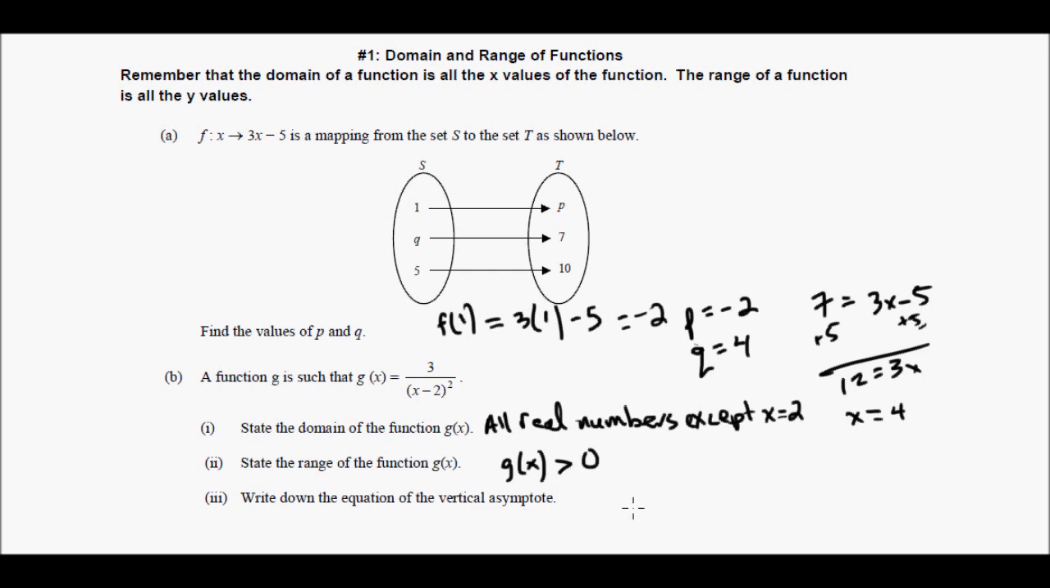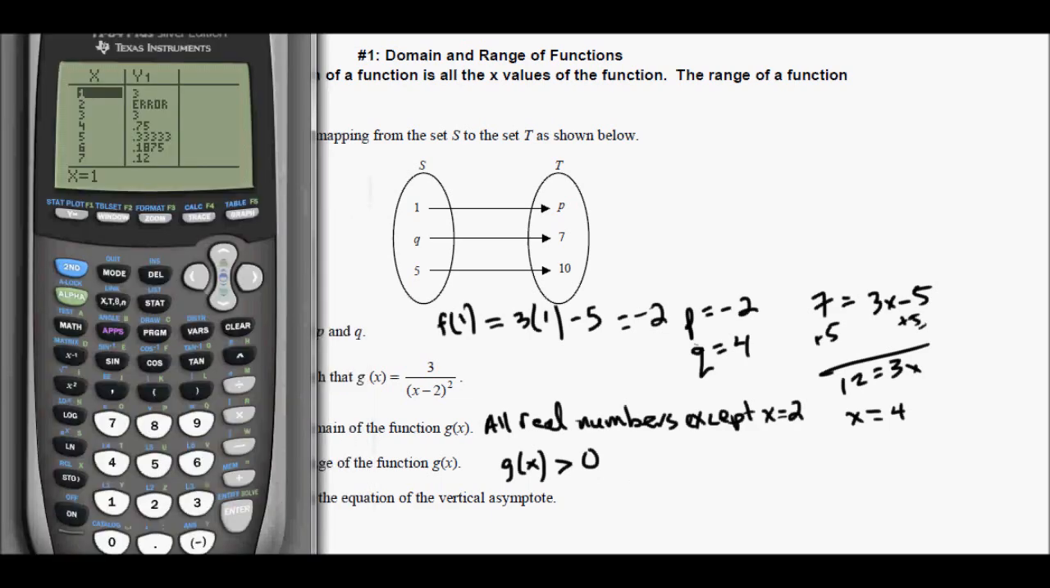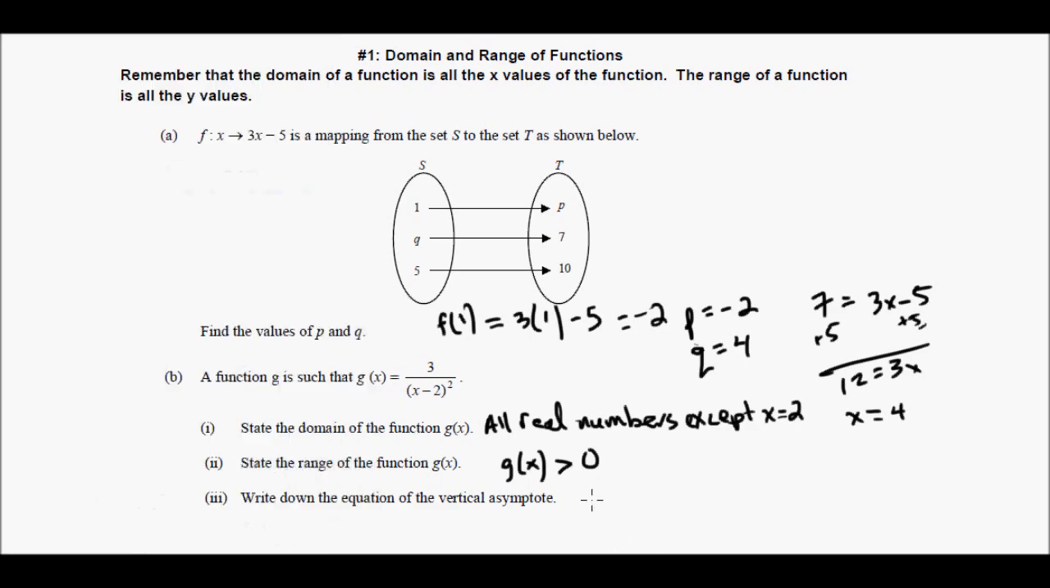Now, write down the equation for the vertical asymptote. The vertical asymptote, like we just saw, if we go back to the calculator here, is 2. So now you have to make the equation. Anytime it's vertical, it's x equals. If it's horizontal, it's y equals. So it's x equals 2, and you're good to go. Okay, so that's the first one.